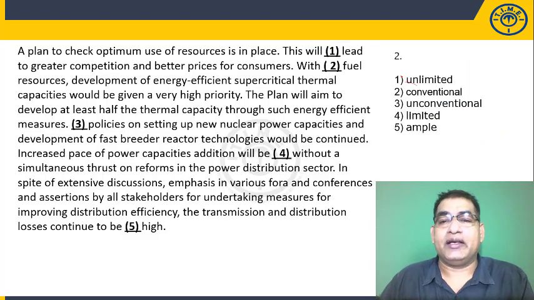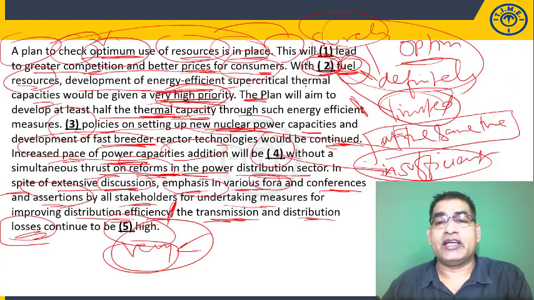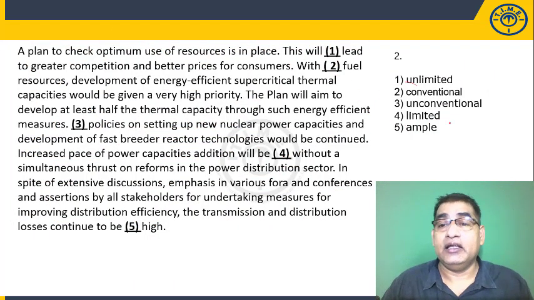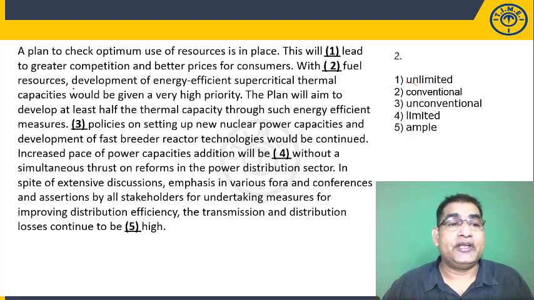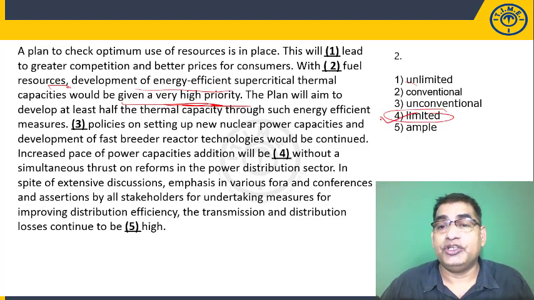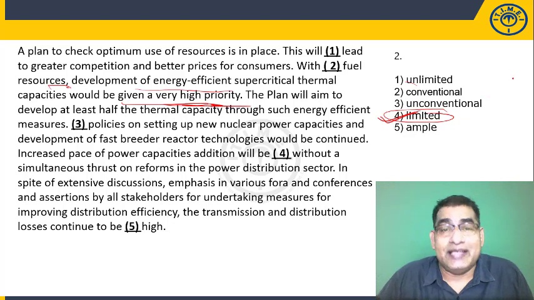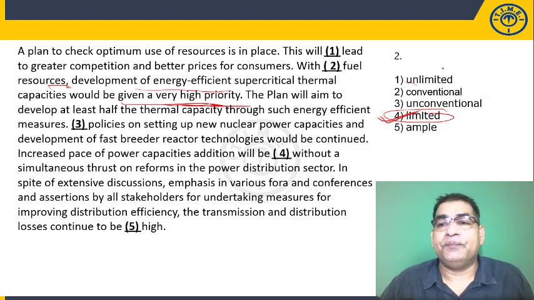So second blank. What was our clue for the second blank? With dash fuel, with limited. Okay. Let's see. Limited is there, you see. With limited fuel resources, development, blah, blah, is being given high priority. So limited is already there. So it is very easy. Sometimes you can guess the answer word itself if you are clever, if you read carefully. So answer has to be limited.